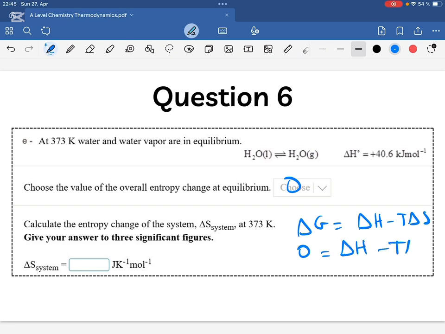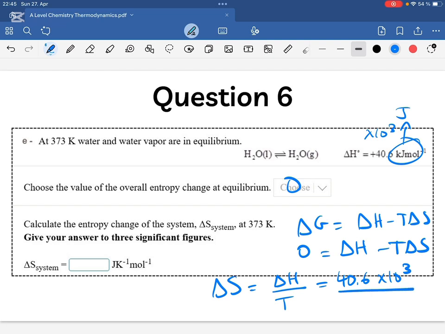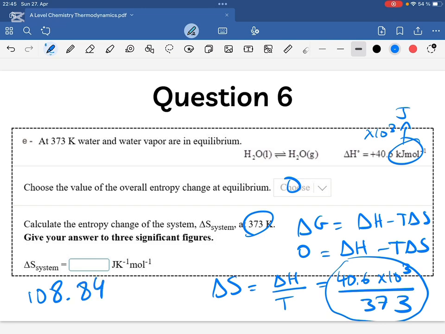Let's just rearrange the equation. So we need to find delta S. And so delta S is going to be equal to delta H over the temperature. And the delta H is 40.6 times 10 to the power of 3. I will change it to joules, so I have to multiply by 10 to the power of 3. And I'm going to divide by the temperature, which is 373 Kelvin. Now, if I divide these, I'm going to get a value of 108.84. And I'm going to round it to 3 significant figures, so it's going to be equal to 109. So the final answer is 109 joules per Kelvin per mole.